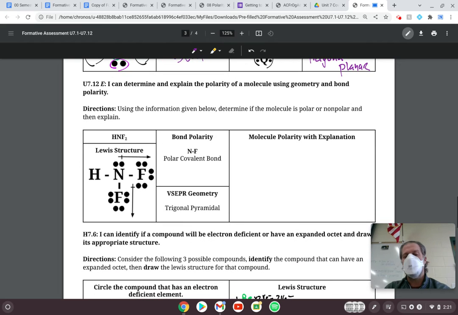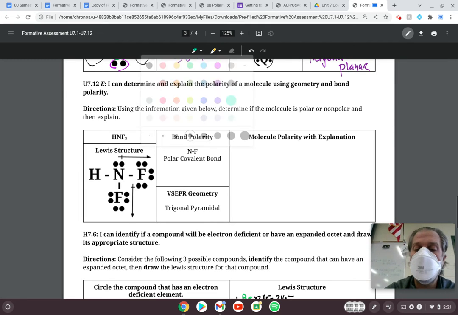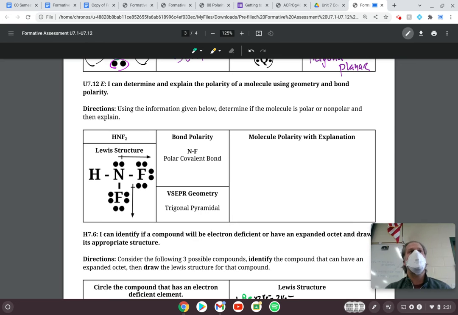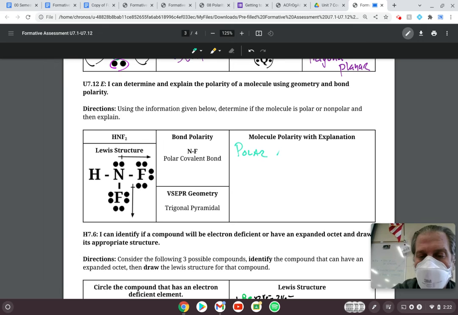All right. The next part of this is you had to identify the molecular polarity and give us some type of explanation. In this case, you didn't have to draw the structure. You didn't have to identify if the bonds are polar or nonpolar. You didn't have to come up with the VSEPR geometry because we gave it all to you. The nitrogen and fluorine bond is a polar covalent bond. The hydrogen and nitrogen bond, hopefully you identified to be a nonpolar covalent bond because it didn't have the dipole arrows on it. Now, it's also trigonal pyramidal, which is kind of important. So the point I'm going to make here is that this is a polar molecule.